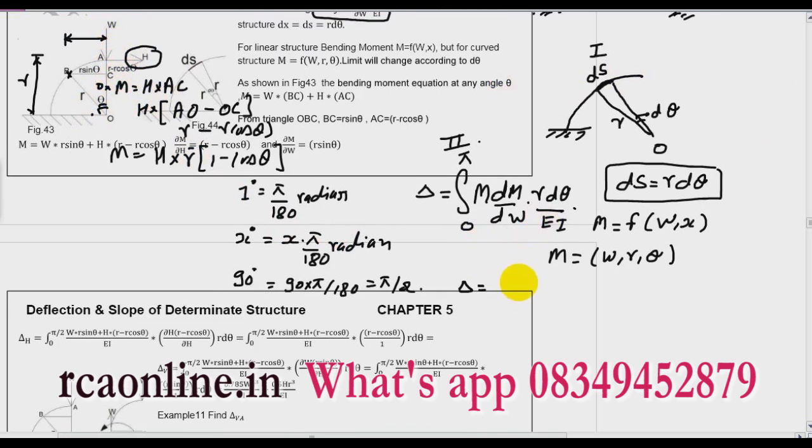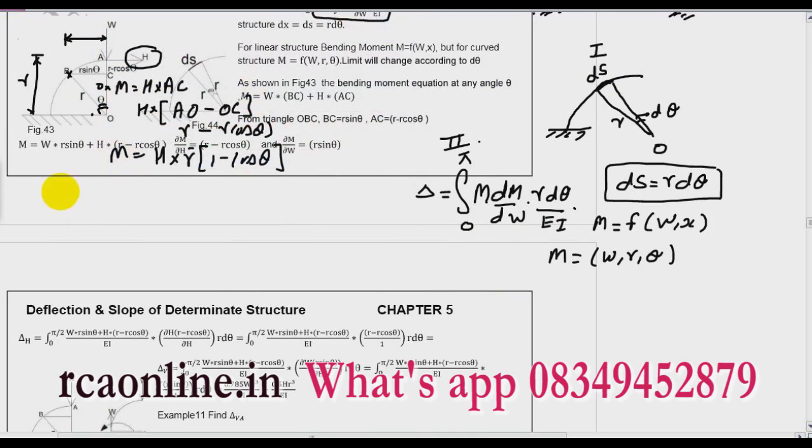So what do I have to do? I have to write first the bending moment equation. So what is my bending moment equation? It is W into R sin theta plus H into R into (1 minus cos theta). Now for vertical, as per Castigliano, what will I do? Del M by del W. So what do I get? R sin theta.